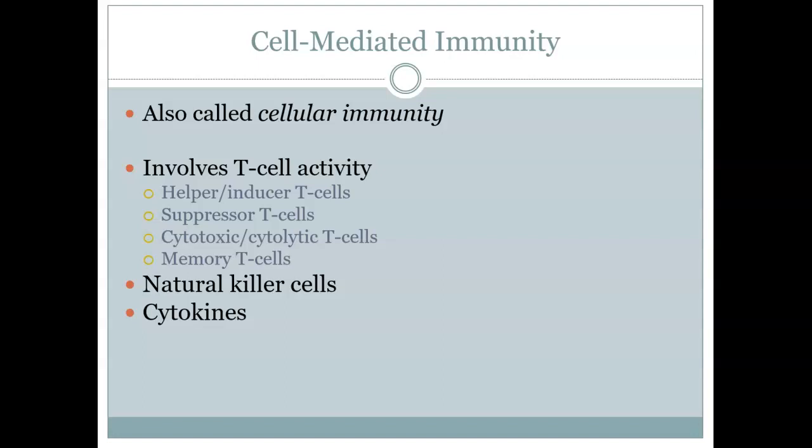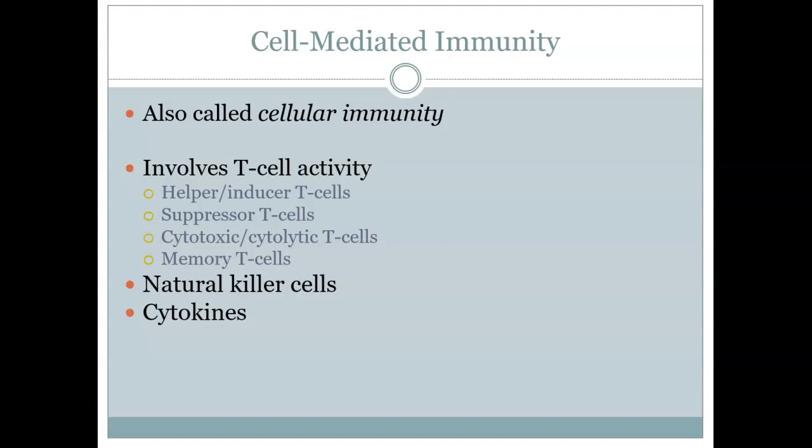So let's look at these different types of T cells. We have helper or inducer T cells, and these cells easily recognize the self cells versus non-self, and they secrete lymphokines that help increase the activity of other white blood cells. So they help the other cells to do what they need to do.